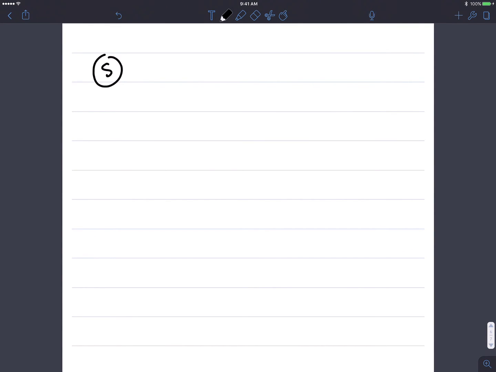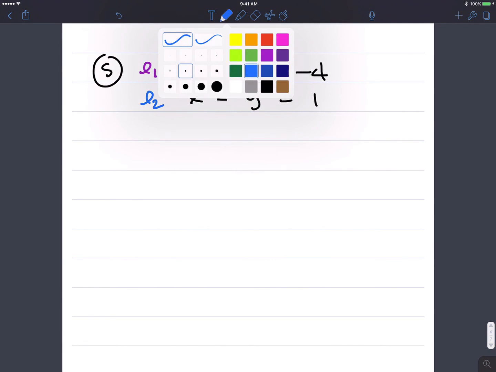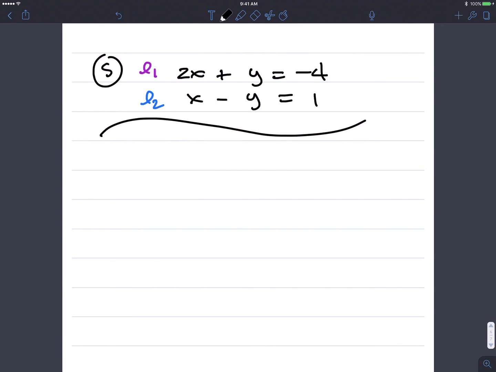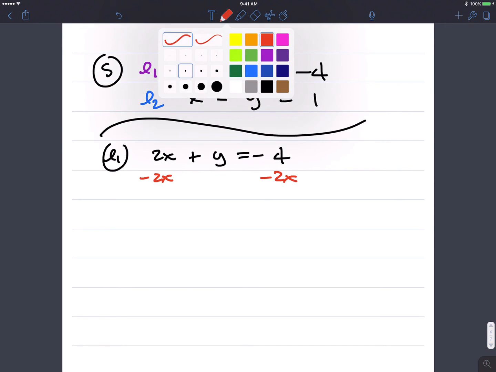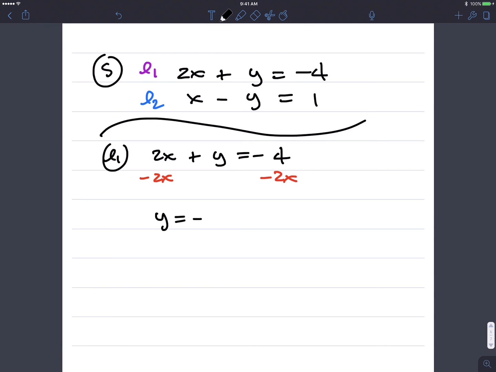Number 5, we have 2x plus y is negative 4. We have x minus y is positive 1. Line 1, line 2. Let's do the work. Let's solve for y. 2x plus y is negative 4. We subtract 2x from both sides. We get y equals negative 2x minus 4.